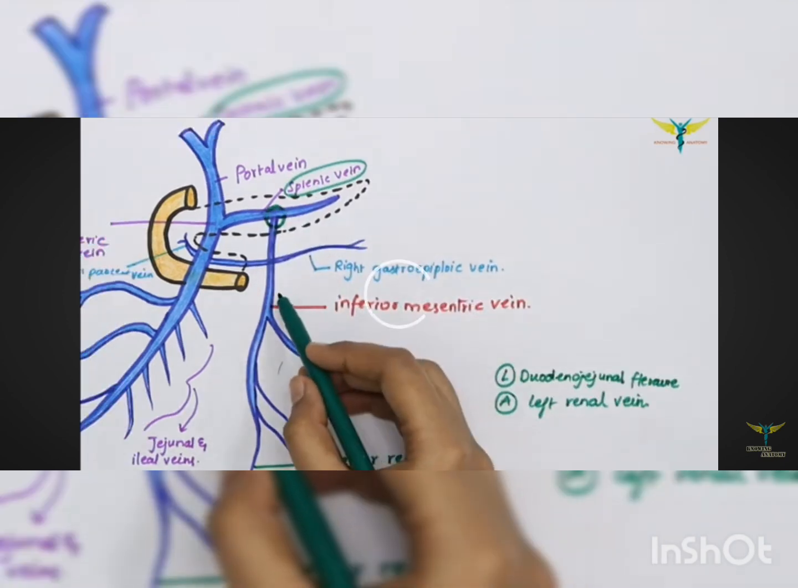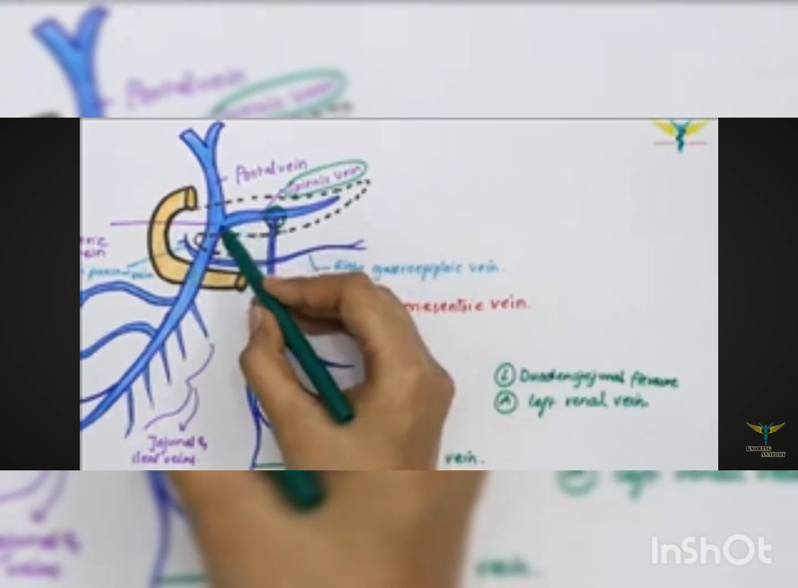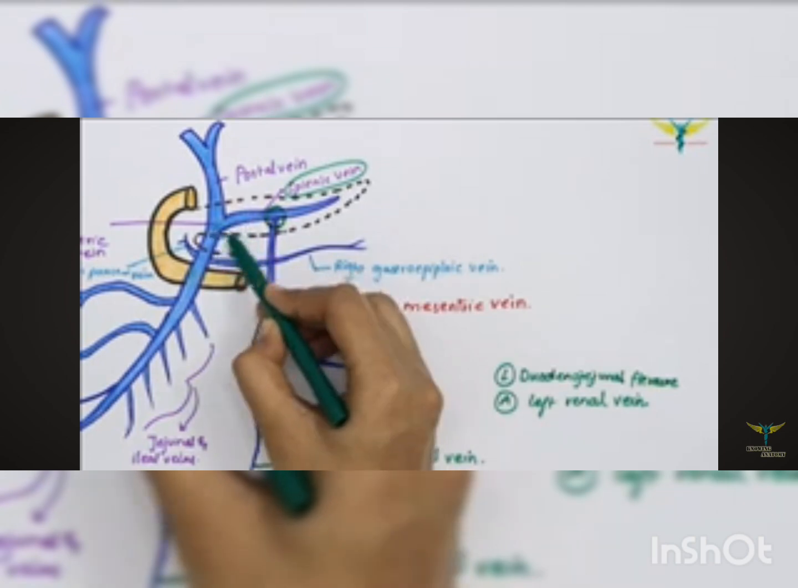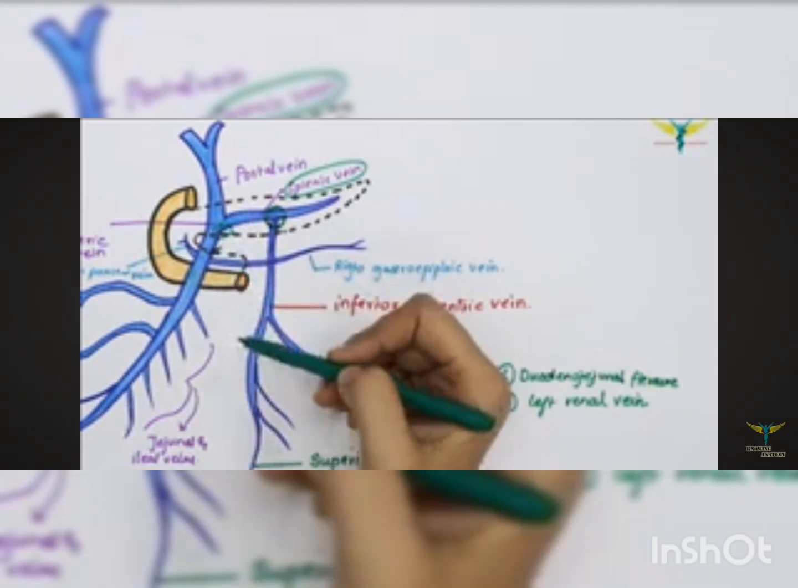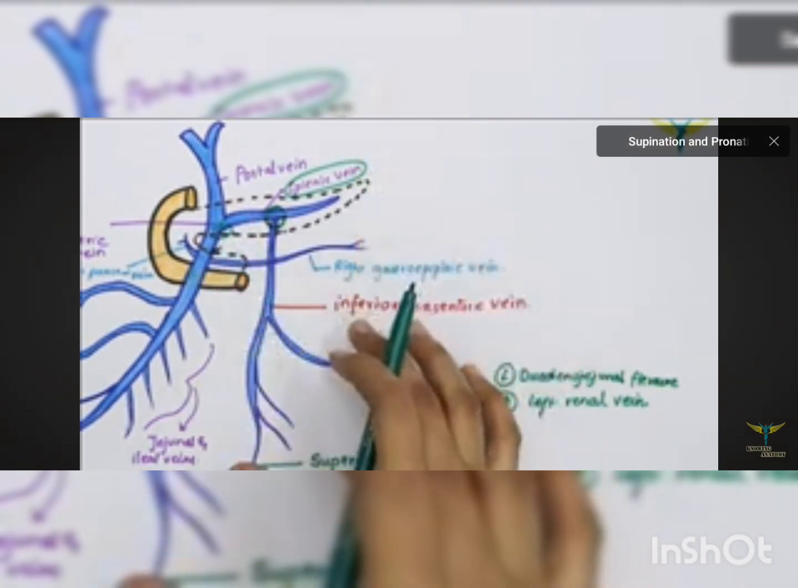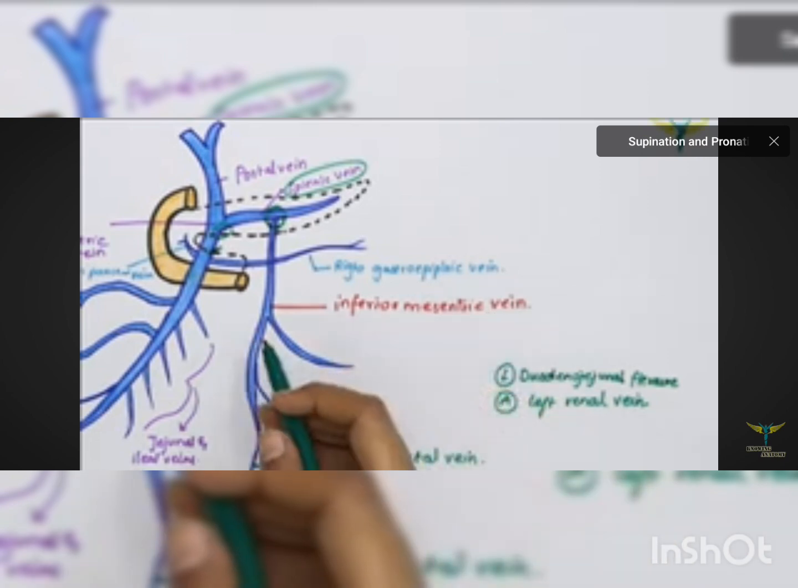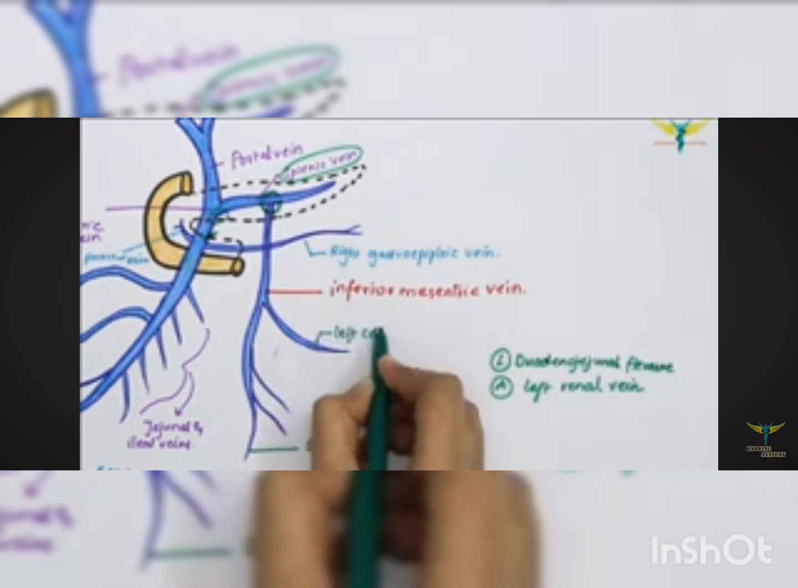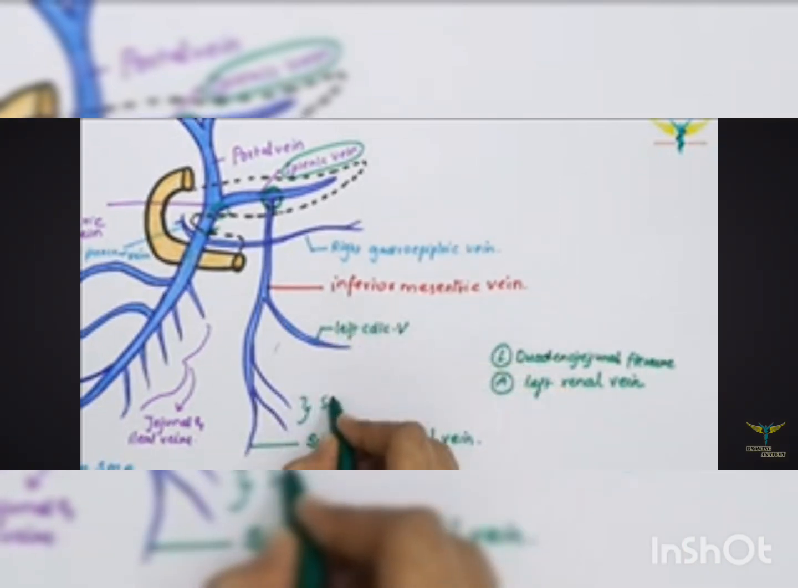It may sometimes deviate and drain into the superior mesenteric vein or its junction with the splenic vein. This is the junction and this is the superior mesenteric vein. And the tributaries of the inferior mesenteric vein correspond to the inferior mesenteric artery. This is the left colic vein and these are the sigmoidal veins.